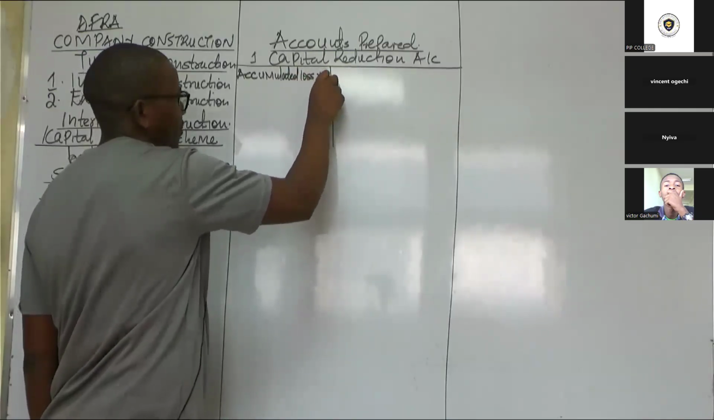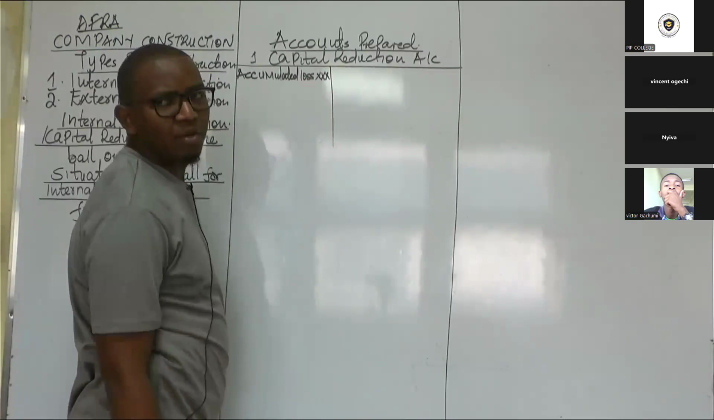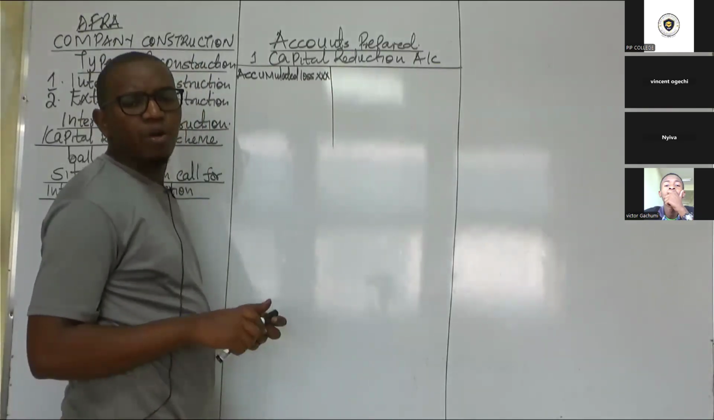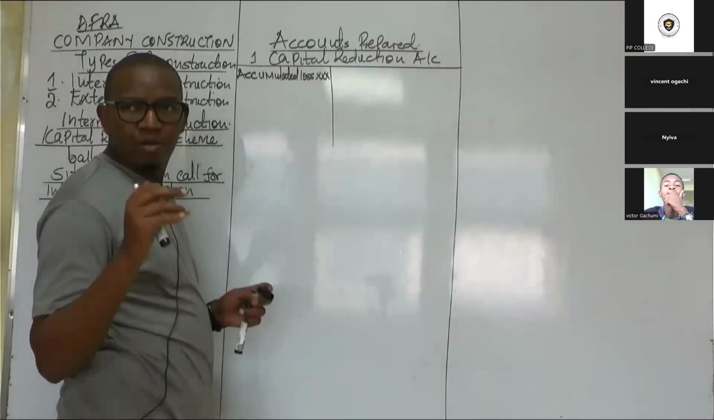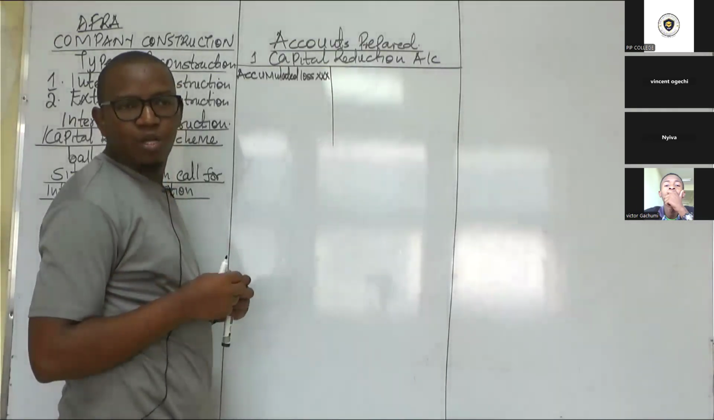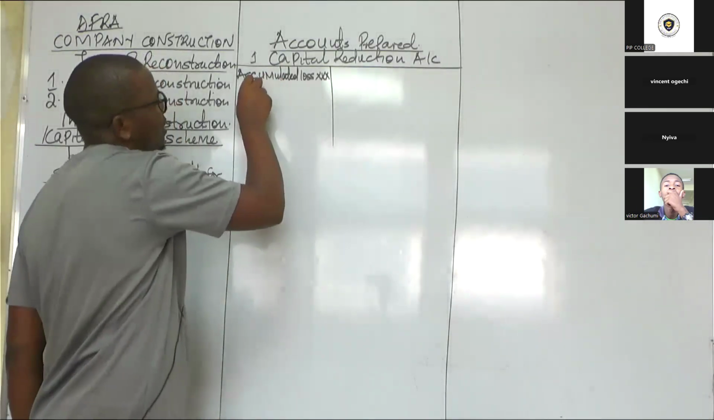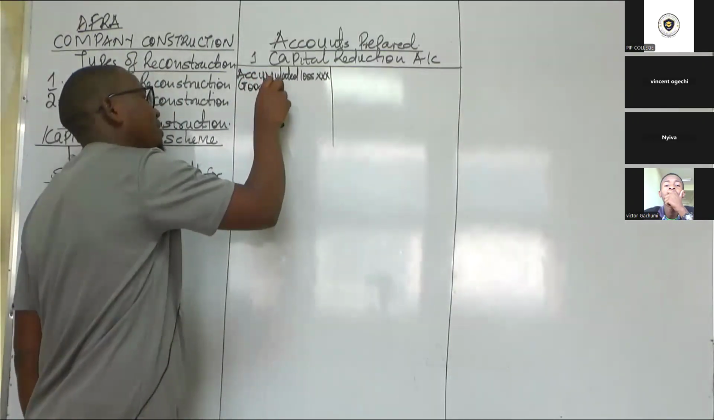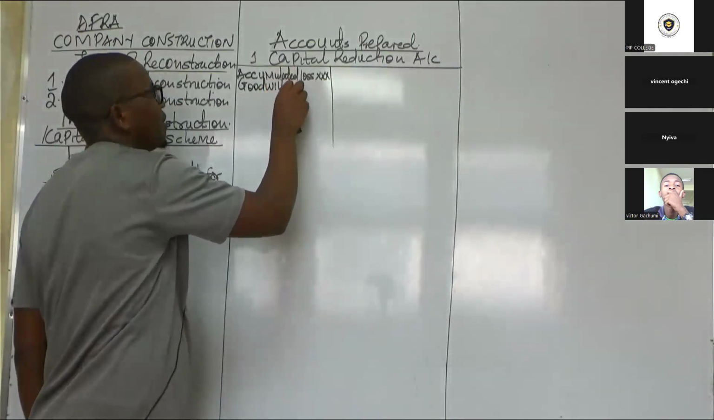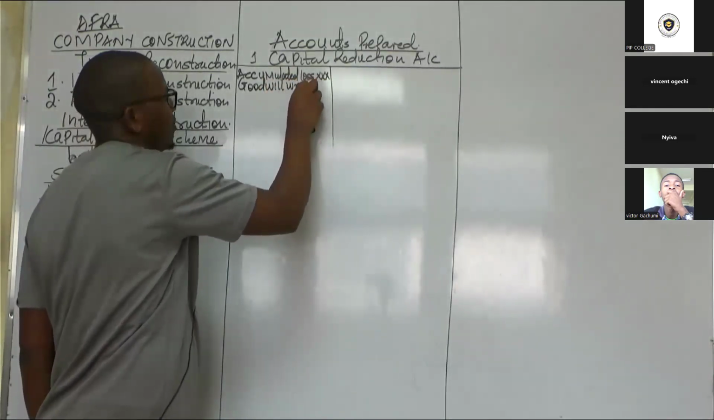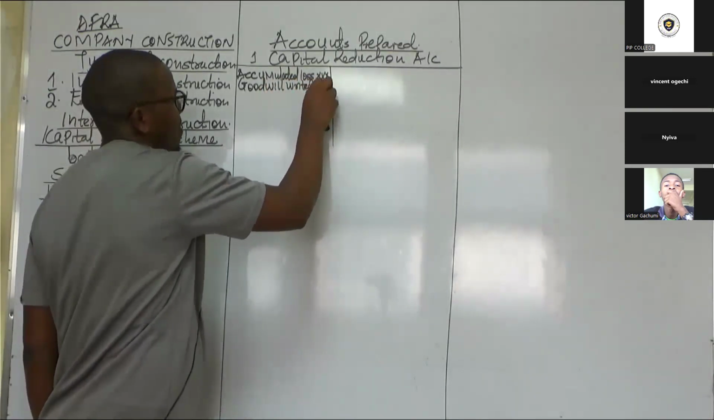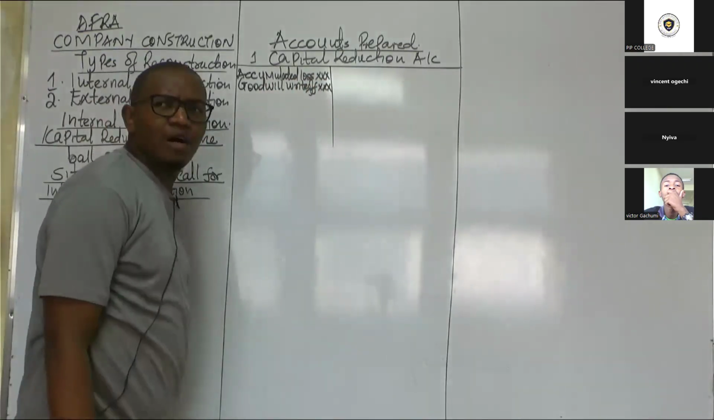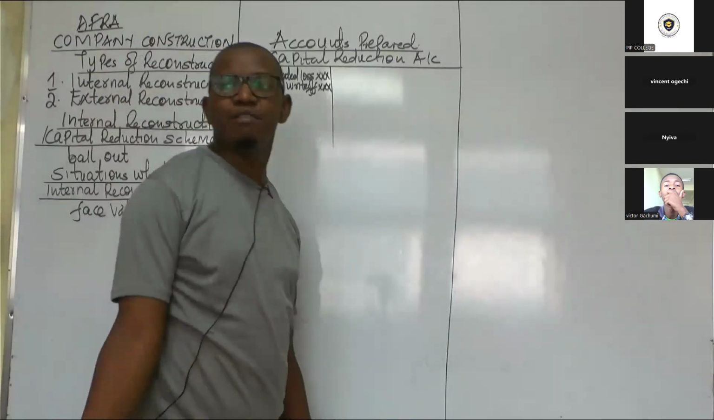I'll debit it there. So you also have the goodwill written off. How do we write off goodwill? We'll credit the goodwill account, meaning that I'll debit where? Capital reduction. So goodwill written off.